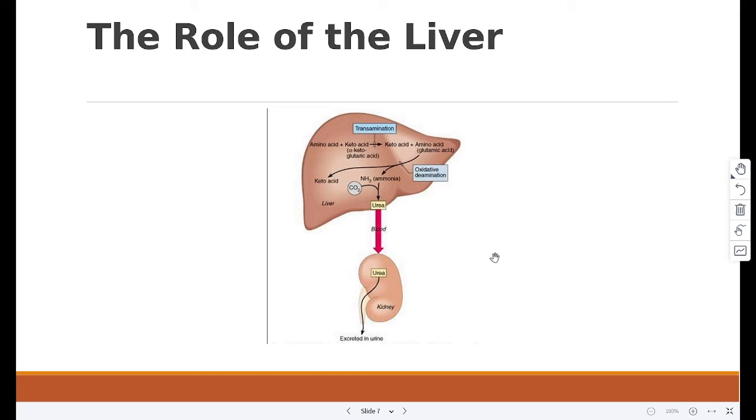The role of the liver. Now, many digested food molecules absorbed into the blood in the small intestines are carried to the liver for assimilation, when food molecules are converted to other molecules that the body needs.